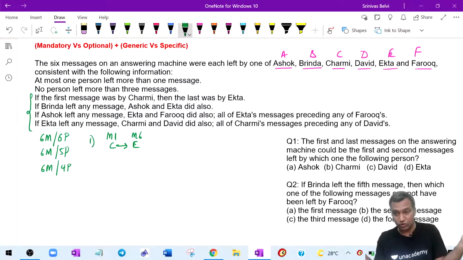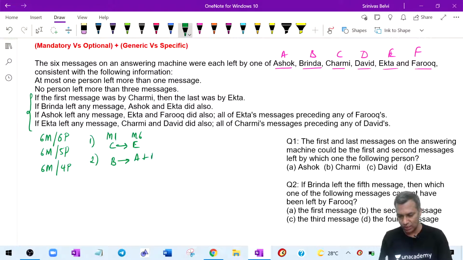This is the condition. No, there is no arrangement. I just have to understand the conditions. Second one, if Brinda left any message, Ashok and Ekta also leave the message. Again, if Brinda leaves a message, then Ashok and Ekta also will leave a message. But that doesn't mean that Ashok left a message, therefore Brinda will leave a message. No. Brinda leaves a message, then Ashok and Ekta will leave a message.